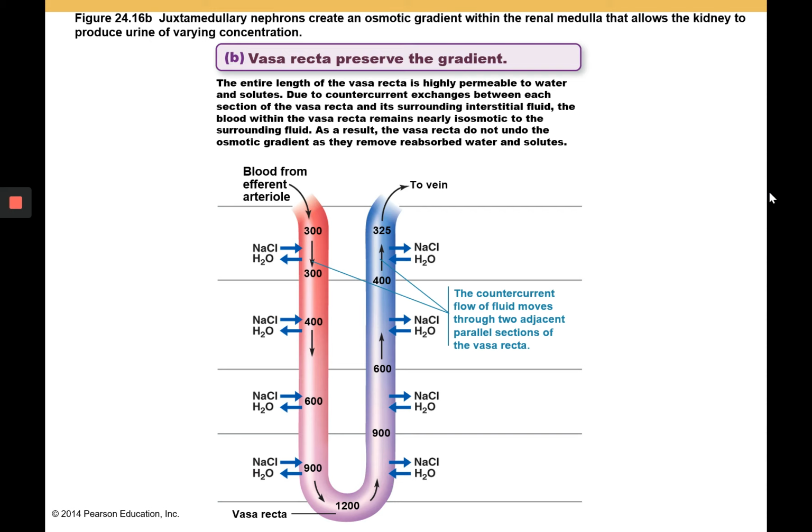But due to the countercurrent exchanges between each section of the vasa recta and the surrounding interstitial fluid, the blood within the vasa recta remains pretty isoosmotic to the surrounding area. Depending on the osmolality, it's able to take in or release things like water or sodium, whereas only certain parts of the nephron loop could do that.